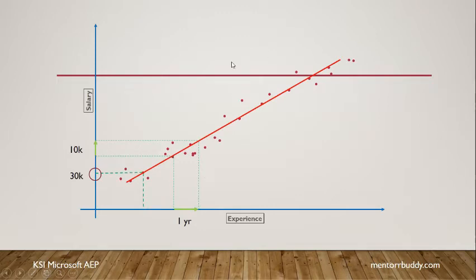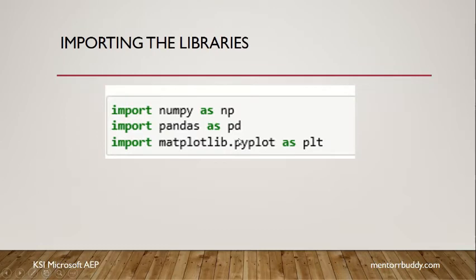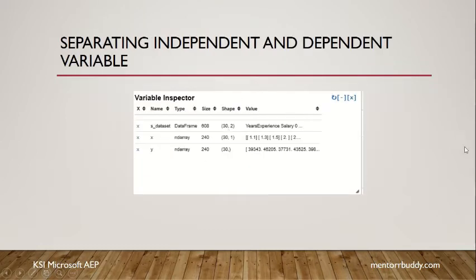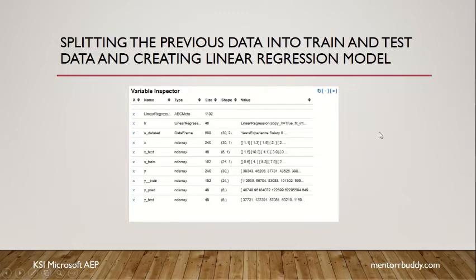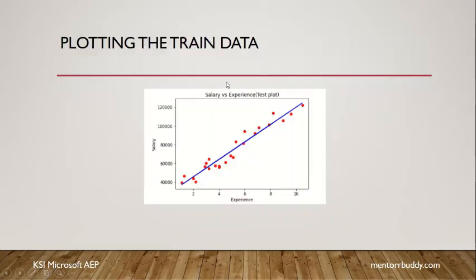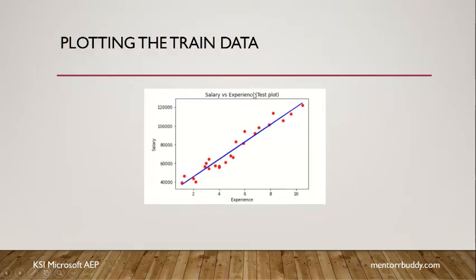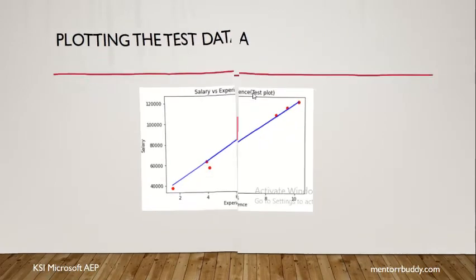Now when we try to solve simple linear regression, we again start by importing the libraries. We'll import the data set and separate our x and y. As it is a part of supervised learning, we separate the x and y. Split the data into a training set and a test set. Train our model and get the output. Once all of this is done, we plot the training data and the test data.